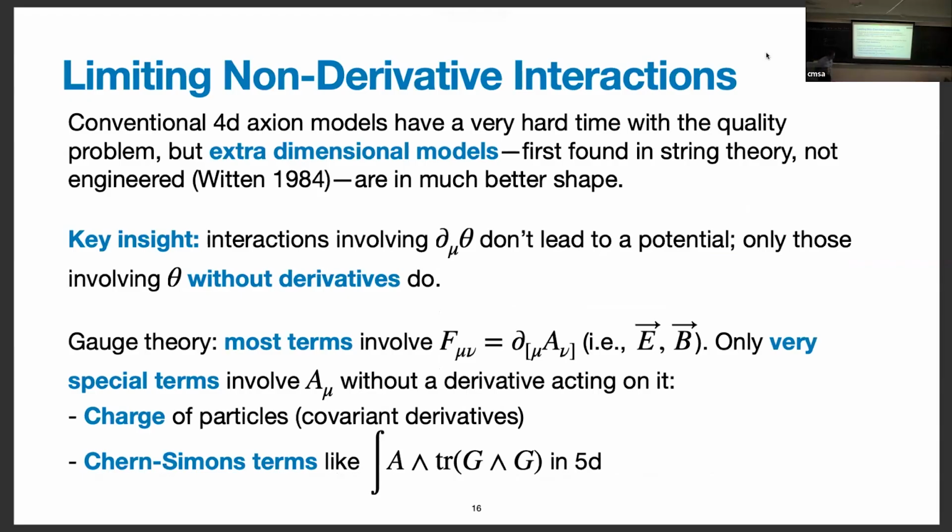So I told you about the quality problem, and the quality problem is that you don't want to have new contributions to the potential. So it's okay to have derivative interactions, but you don't want anything that has theta without a derivative, because that could lead to a potential. So what is a way to get things that have derivatives but not the field itself? We know that happens very easily with gauge theories. In gauge theories, we can't write down any random thing involving A_mu because it's not gauge invariant. But we can write down anything we want involving F_mu nu because it's gauge invariant when we take the derivative. So that suggests that gauge theories are good ways to solve the quality problem, in the sense that they involve derivative interactions, but the non-derivative interactions are very controlled.